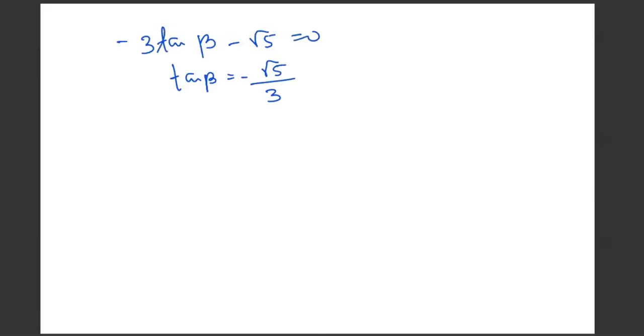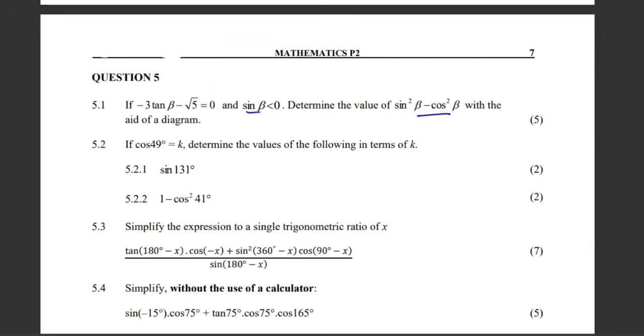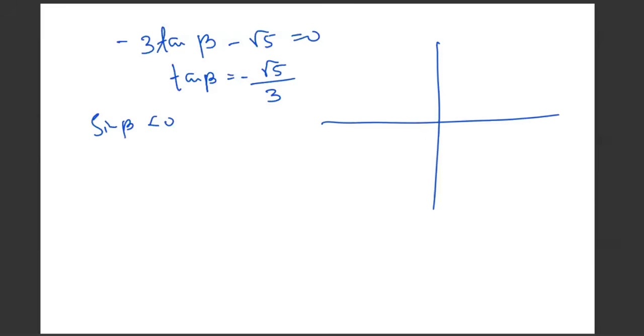And then in which quadrant is the tan negative, but also the sine of beta negative? So sine is negative and the tan is also negative. Sine is positive, tan is positive here, meaning that our target could be the last quadrant here. In the last quadrant, we're looking at tan, which is the opposite over adjacent. So it's a negative root 5, and then this is a 3. So let's find the r, or the missing side, using Pythagoras.